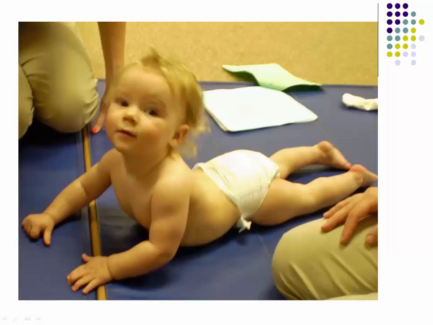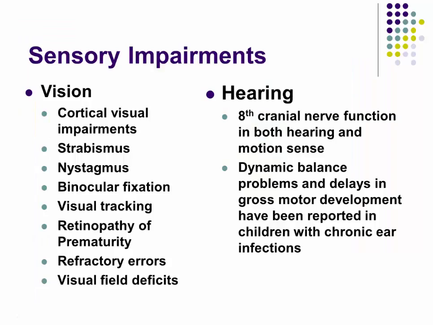Okay, so we've looked at neuromuscular and musculoskeletal factors that contribute to movement dysfunction, and now we're going to start looking at some of the other systems. So the first we're going to look at is sensory. We talked about this is one of the major centers of the brain was the vision, and many children with cerebral palsy have problems with vision.